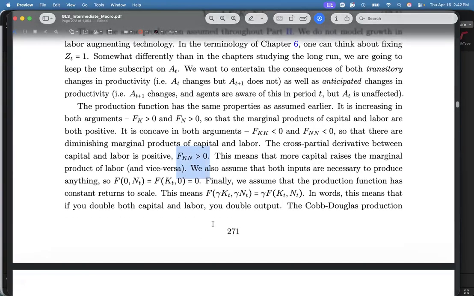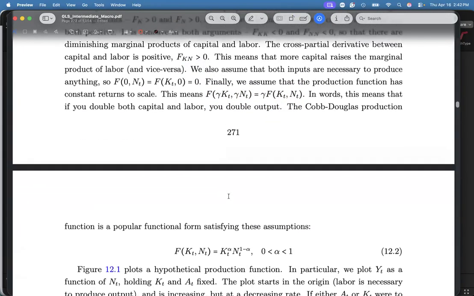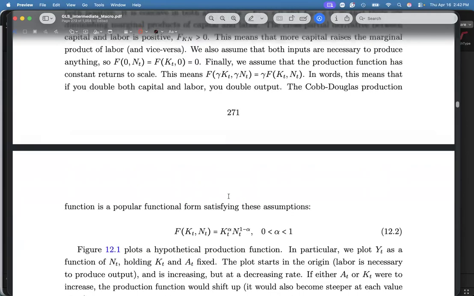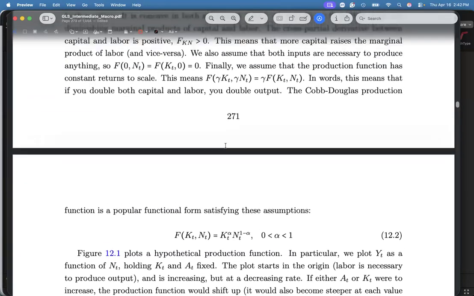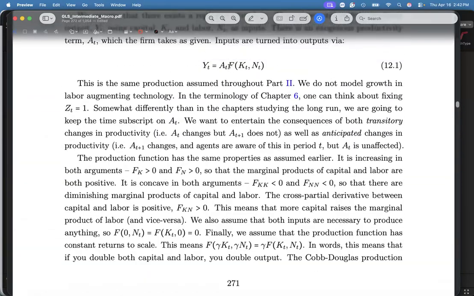With CRS, everyone knows, or should know, that once you have CRS, you can turn it into a per worker production function. That's also possible. The Cobb-Douglas production function is what we'll be using, which is the following. Notice also that there should be an A here, A sub t, but the A is essentially going to be outside of F(K,N), like this.